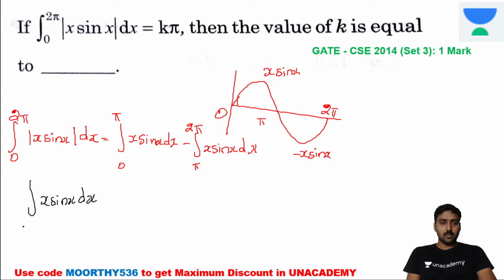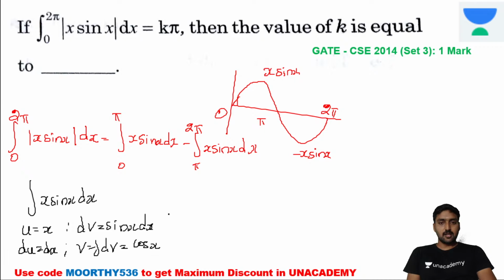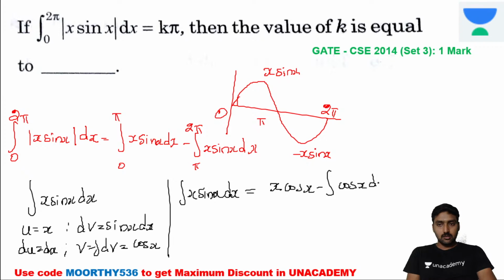Using the UV formula, u is equal to x and dv is equal to sin x into dx, so du is equal to dx and v is the integral of dv. Now substitute into the uv formula: the integral of x into sin x into dx is equal to uv minus the integral of v du, that is x into cos x minus the integral of cos x into dx. Is it okay now?